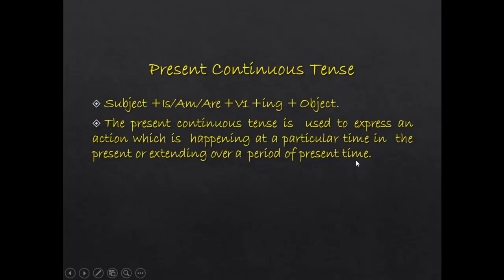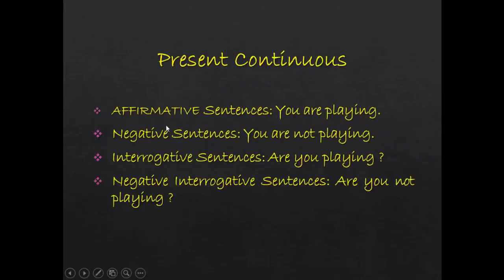Present continuous tense, how do we write them? In the affirmative sentences, we write, you are playing. Negative sentences, you are not playing. Interrogative sentences, are you playing? Negative interrogative sentences, are you not playing? Now here we can see that we are using the subject plus the first form of the verb, plus ing. Hope you are able to understand this.